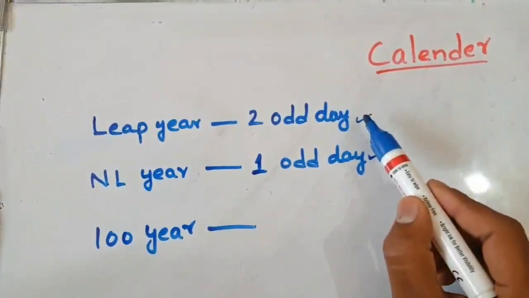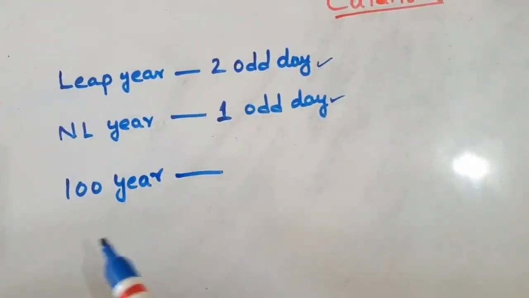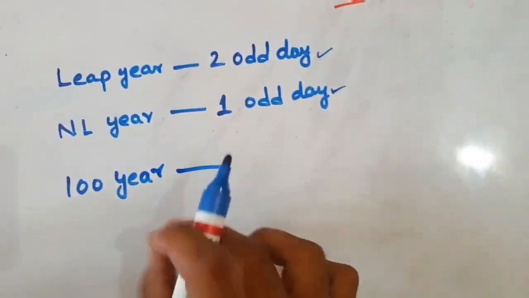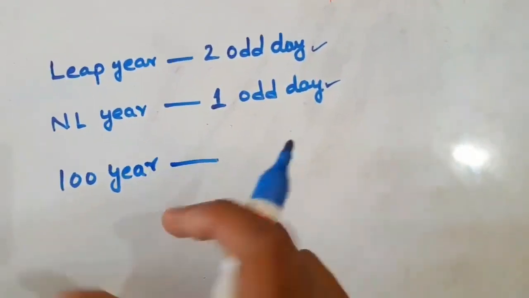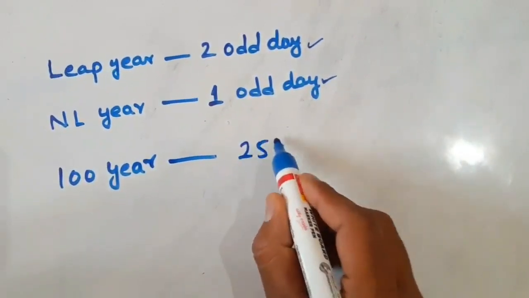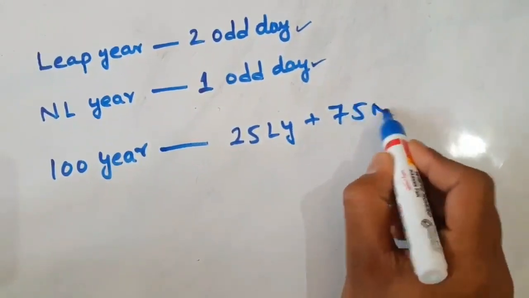In a leap year there will be 2 odd days. In a non-leap year there will be 1 odd day. Now I am going to check how many odd days are there in 100 years. In 100 years, every 4 years has 1 leap year. So if I divide by 4, I am going to get 25 leap years and 75 non-leap years.